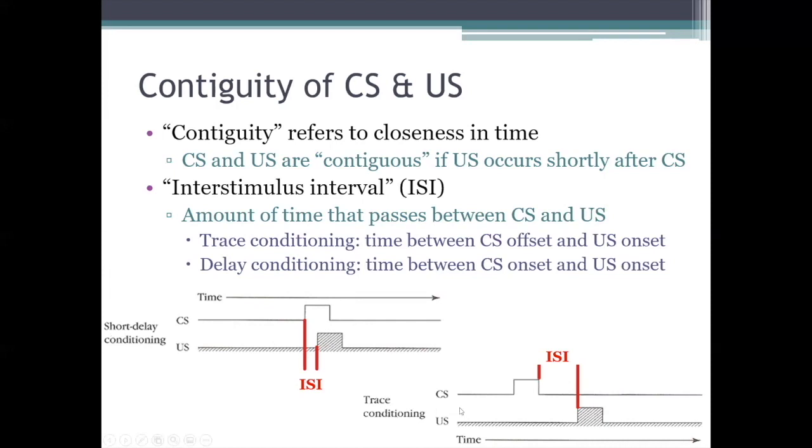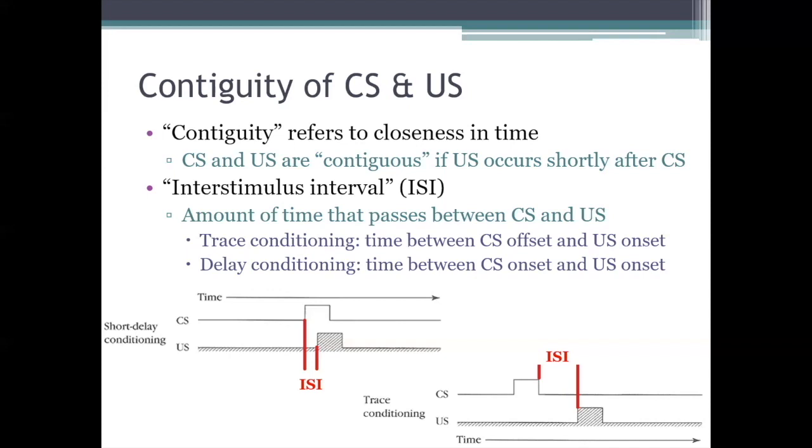Now, with trace conditioning, where the CS and the US don't overlap, we measure the ISI as the amount of time that passes between when the CS has its offset and when the US has its onset. So in trace conditioning, we're looking at the amount of time that passes between when the CS disappears and when the US appears. And in delay conditioning, where the CS and the US do overlap, we measure the ISI as the amount of time between the onset of the CS and the onset of the US. So that's the interstimulus interval. That's the ISI. And again, we can use that as a measure of how much contiguity the CS and the US have. The ISI tells us how contiguous those stimuli are.